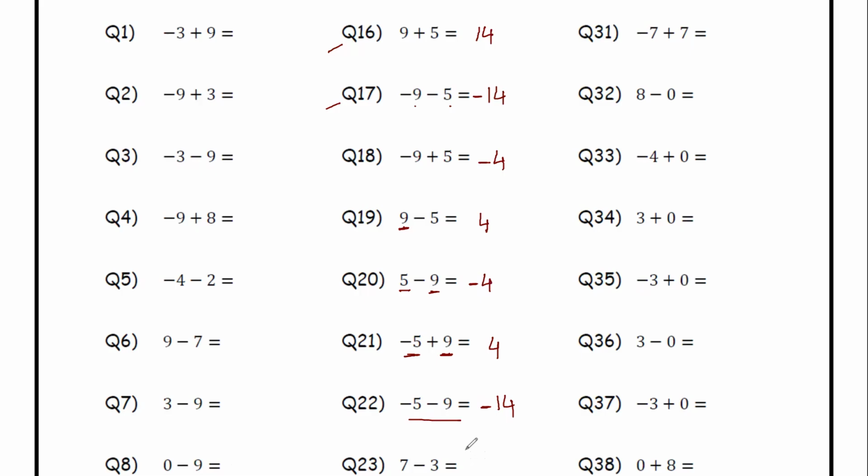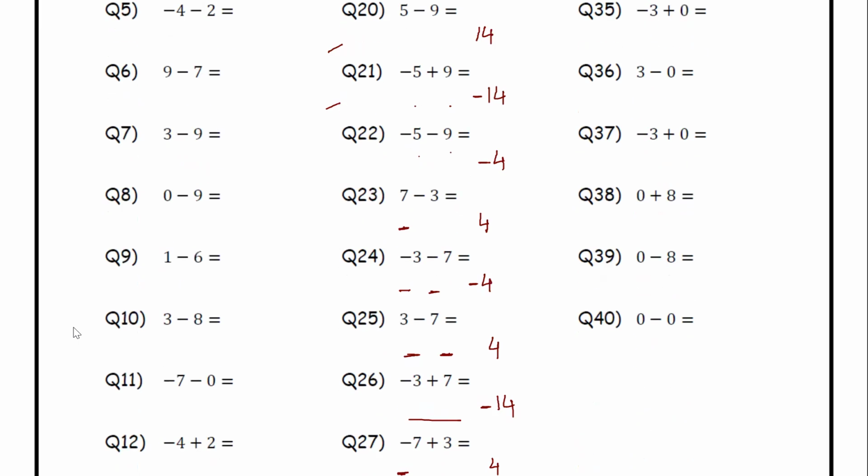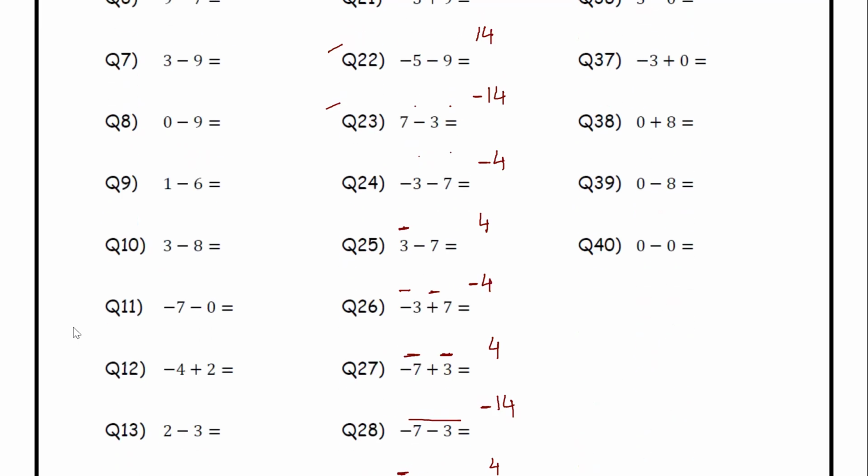Sorry, I moved on to 22. Okay, never mind. We'll just do the 23rd one, last one. 7 and 3, the difference is 4 and the sign of the bigger number will remain. Okay, so we'll just complete right up to 30.